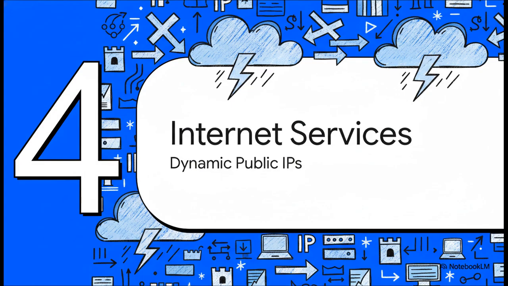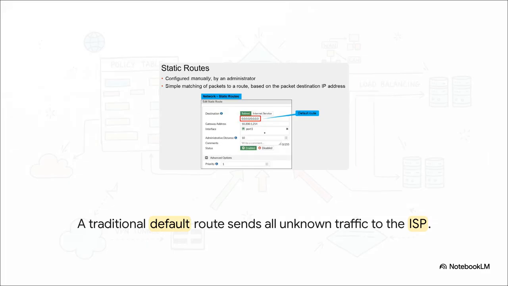That takes us to Section 4, Internet Services Routing. Which brings us perfectly back to that opening puzzle. We know how routing works and how ties are broken, sure, but how do we handle massive, dynamic, public IPs for modern cloud services? Traditionally, we'd use a default route, the famous 0.0.0.0, to just send all unknown traffic to our ISP.